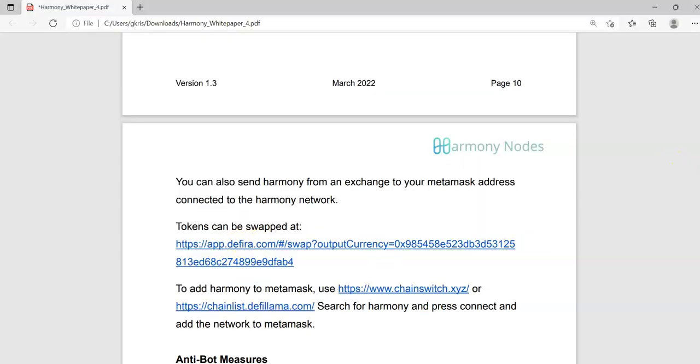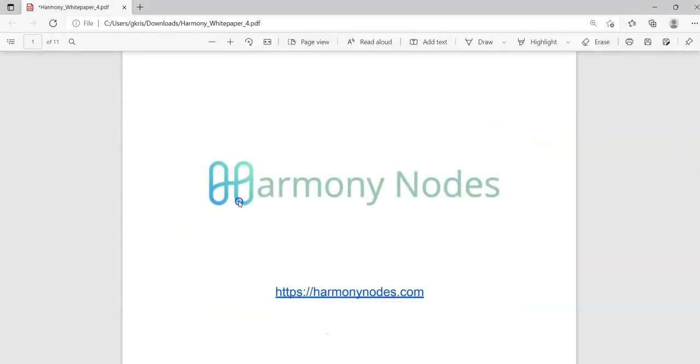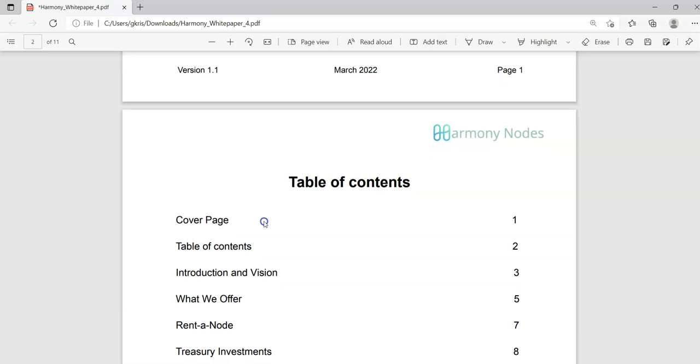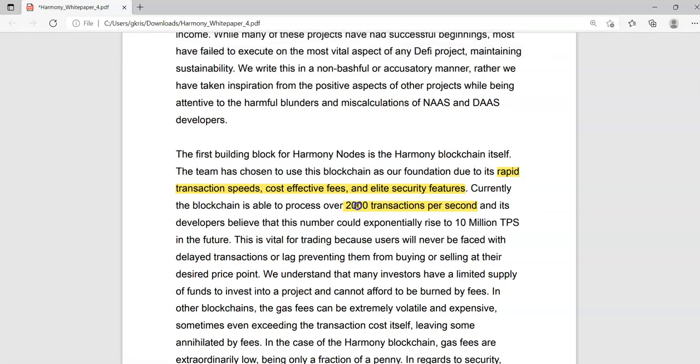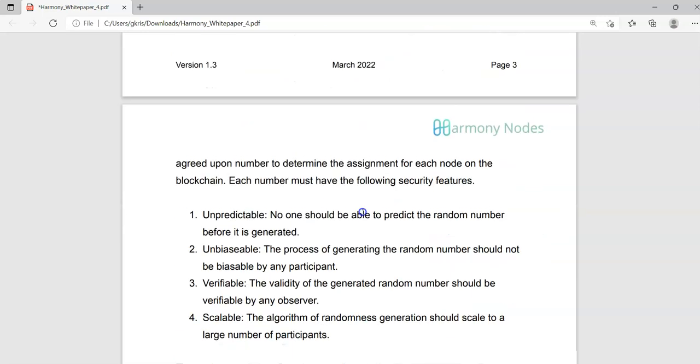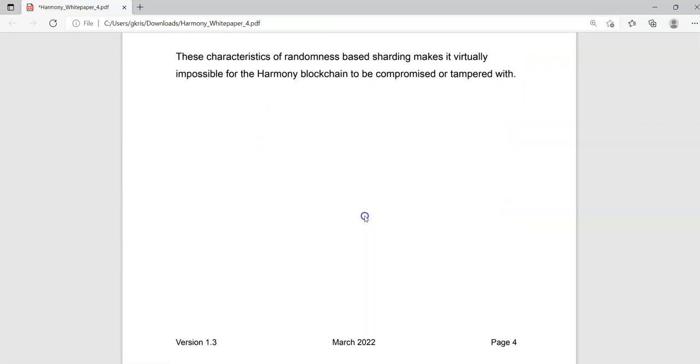Okay, let's get started. For starters, this is on the Harmony blockchain. If you're not familiar with Harmony, it is one of the upcoming blockchains with rapid transaction speeds, very low gas fees, and very high security. If you see here, they can process up to 2000 transactions per second. That's impressive. They also have their own swap, like Trader Joe, Uniswap, and PancakeSwap, where you can go and swap tokens. And this is where the Harmony nodes are built, right?